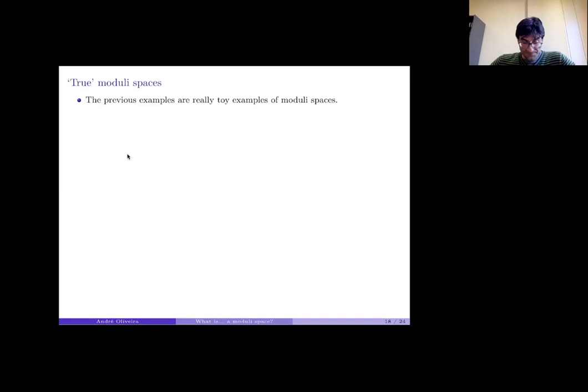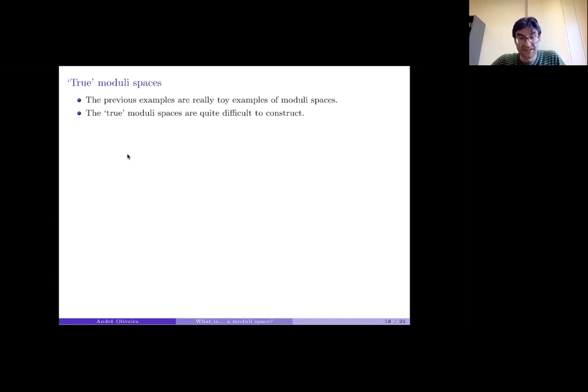All right, so all the examples I gave you so far are really toy baby examples of moduli spaces. So now things are going to be slightly more advanced, but I'm going to be very vague still. I don't want you to come away with the idea that these are all basic things. What I just told you so far is really toy examples.